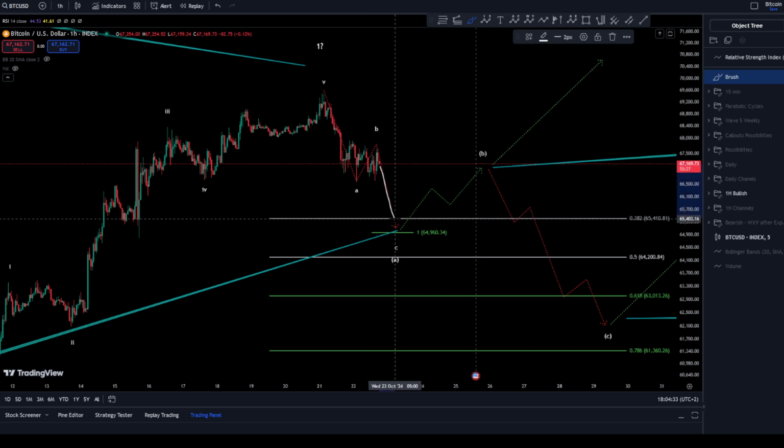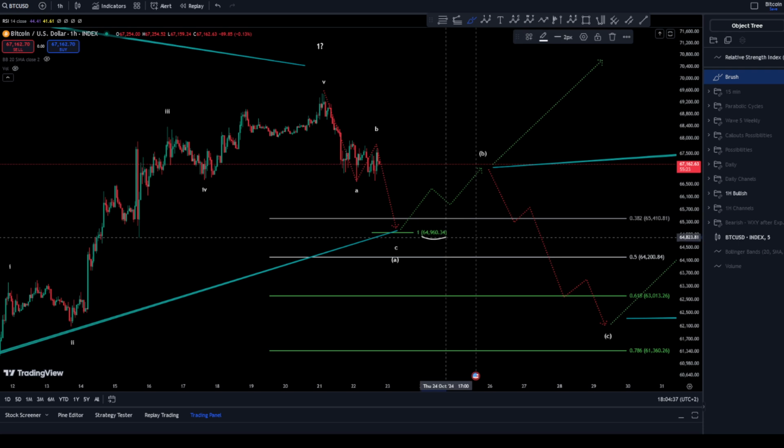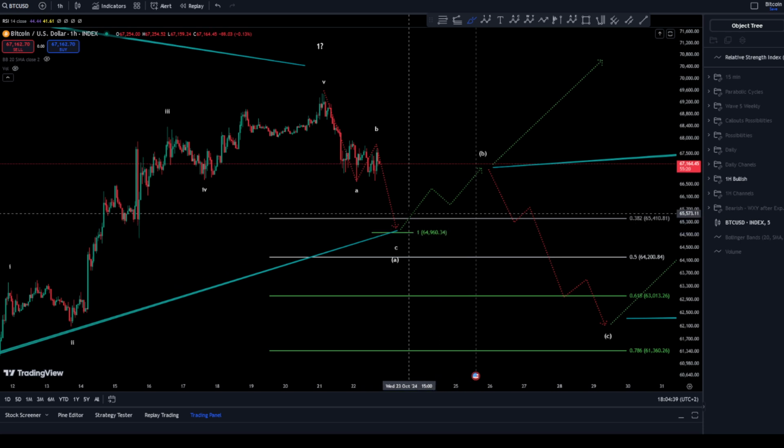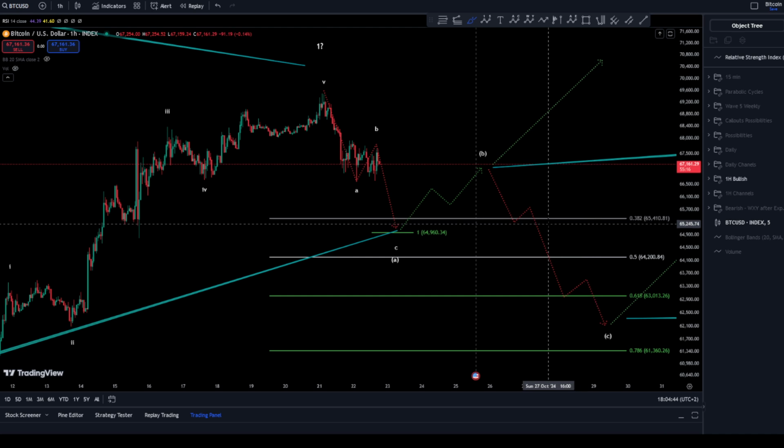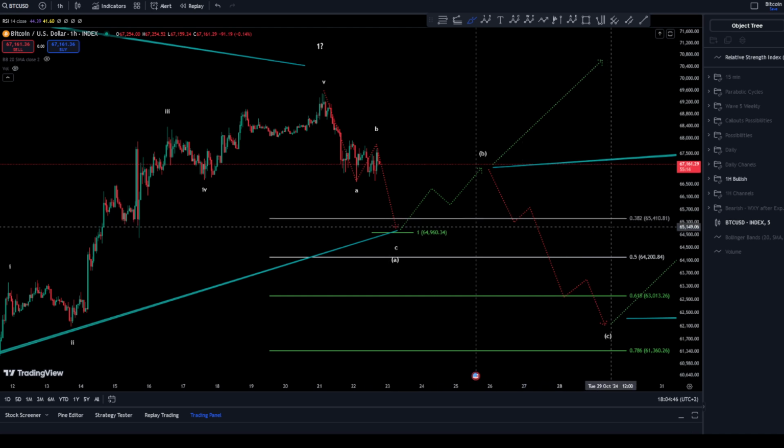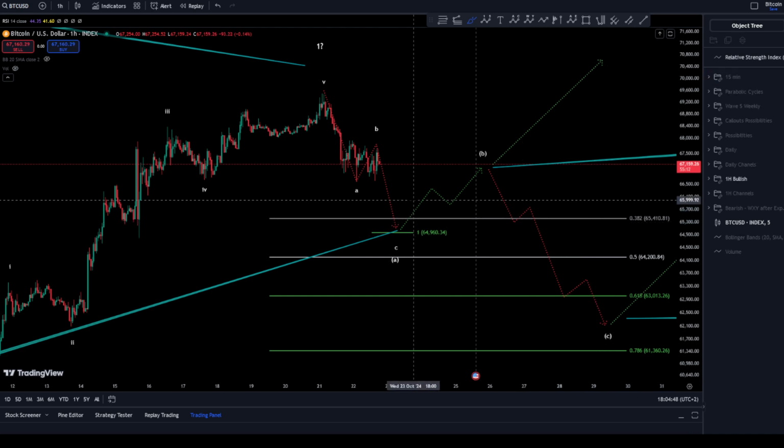Sometimes the wave C can be a little bit shorter than your wave A and not reach the 1-to-1. So be careful with it as well. If you put your target here, it might also return or reverse at this level. So yeah, be careful.